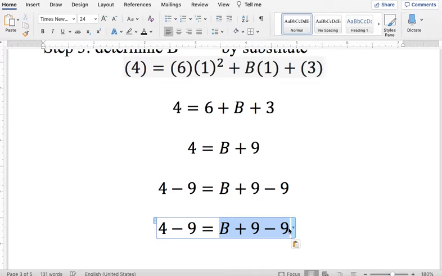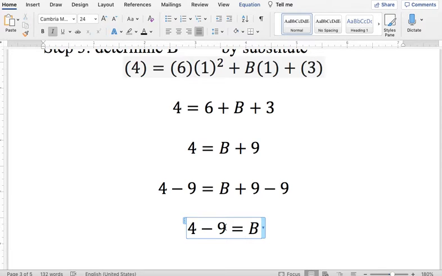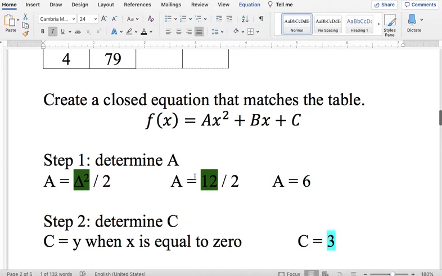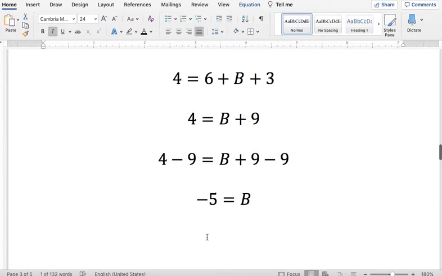b plus 9 minus 9 becomes b plus 0. And b plus 0 is the same as b. 4 minus 9 is negative 5. Here we go. So now we have our 3 values here. We have a is 6, c is 3, b is negative 5.